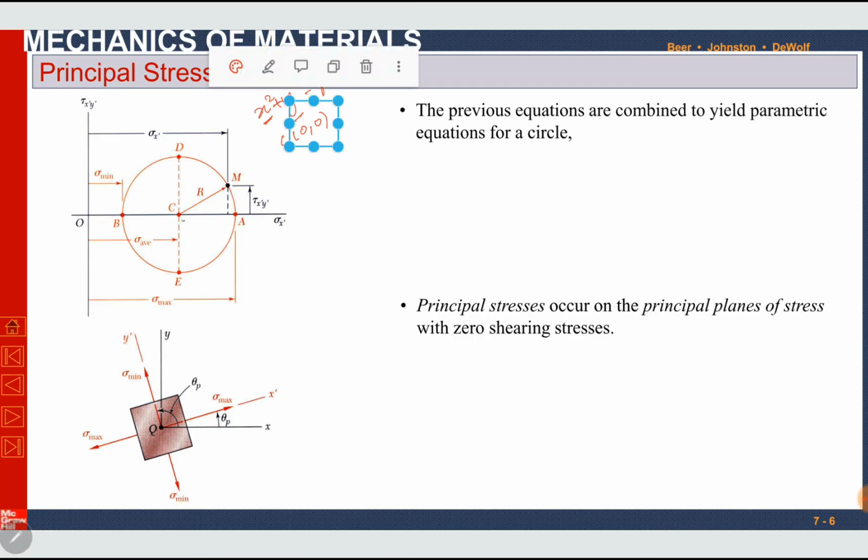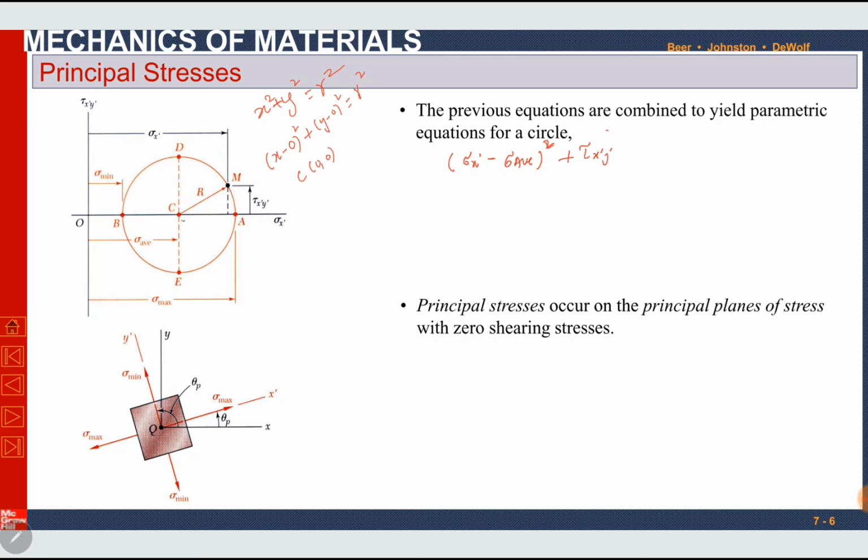This expression can be rewritten actually as x minus 0 square, so y minus 0 square is equal to r square. So center is at 0, 0. But in our case we have an expression of this form, sigma x dash minus sigma average square plus tau x dash y dash square is equal to r square.